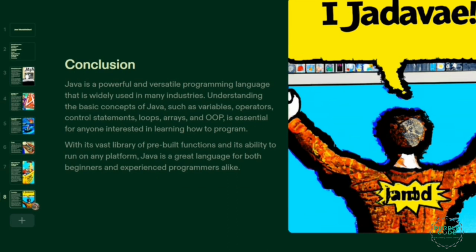Java is a powerful and versatile programming language that is widely used in many industries. Understanding the basic concepts of Java, such as variables, operators, control statements, loops, arrays, and OOP, is essential for anyone interested in learning how to program. With its vast library of pre-built functions and its ability to run on any platform, Java is a great language for both beginners and experienced programmers alike.